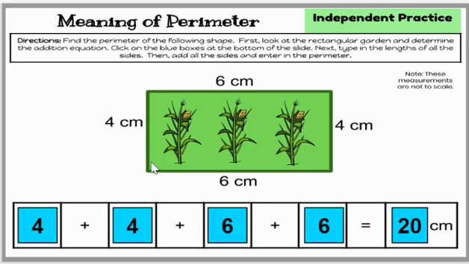So here, I'm going to look at my rectangle. Again, opposite sides are equal. Opposite sides are equal. And I'm going to add them up. Okay, so this is what you would do. You'd add in 4 plus 4 plus 6 plus 6, which gives you 20 centimeters. Okay, and that's what you're going to have to do.